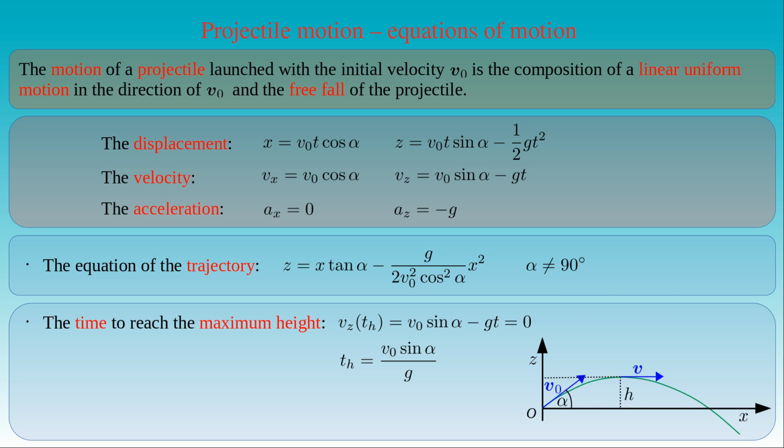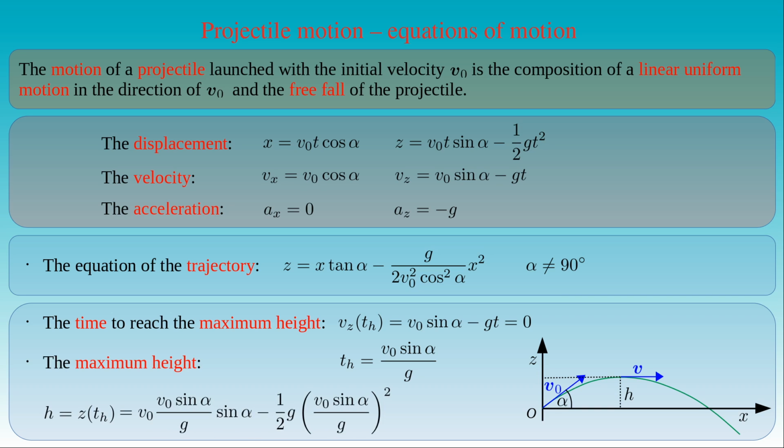Now we can substitute the time th into the equation of the trajectory. Then the maximum height h, which is the vertical coordinate z measured at the time th, is equal to v0 times the ratio of v0 times sine alpha to g, times sine alpha, minus 1 over 2 times g times the square of the ratio of v0 times sine alpha to g. This gives v0 squared times the square of sine alpha, divided by 2 times g. Then we see that the greater the initial velocity v0 and the inclination angle alpha of the launch are, the higher the maximum height h of the trajectory of the projectile is.